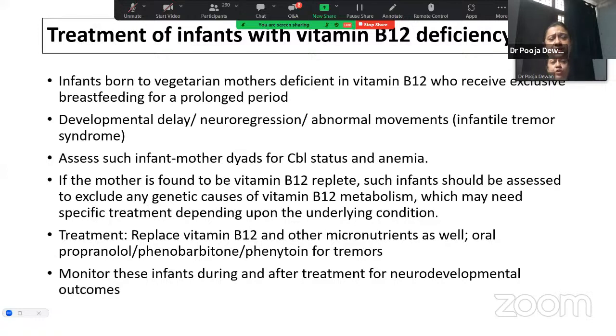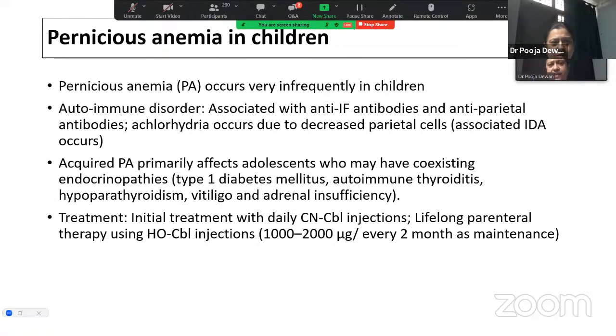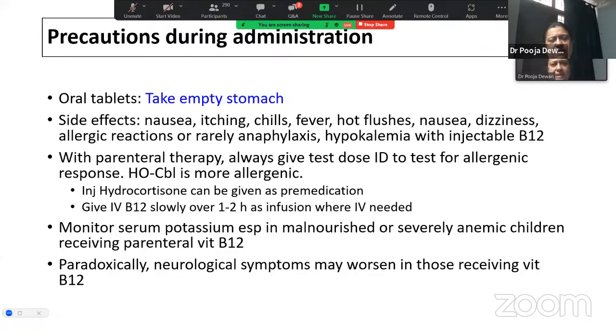Some precautions that you need to take. These drugs should be taken empty stomach when given orally. The side effects include nausea, itching, chills, fever, hot flushes, dizziness. Sometimes allergic reactions can occur, and very rarely even anaphylaxis has been reported with use. And this can happen both with the injectable and oral forms. Hypokalemia is a problem with injectable forms, and particularly in those with severe anemia and in those who are malnourished.